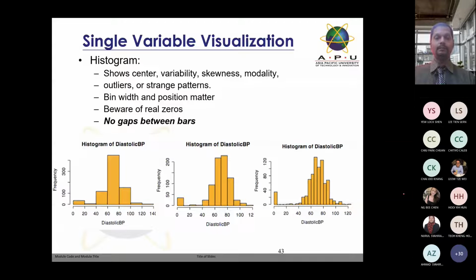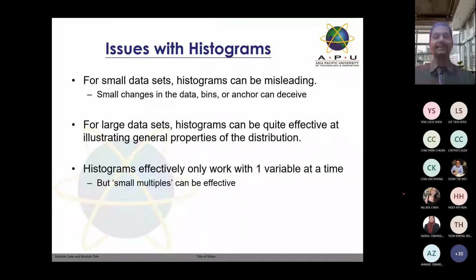And beware of real zeros, right? The real zeros, in the sense that you're having no gaps between the bars. So what could be the issues with histograms? For small data sets, histograms can be misleading. Small changes in the data, bins or anchors can deceive.